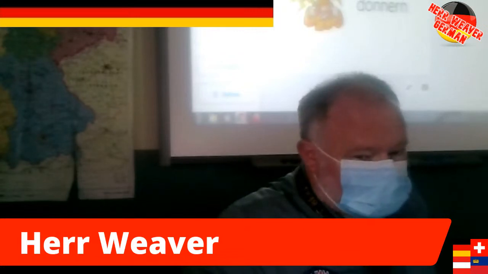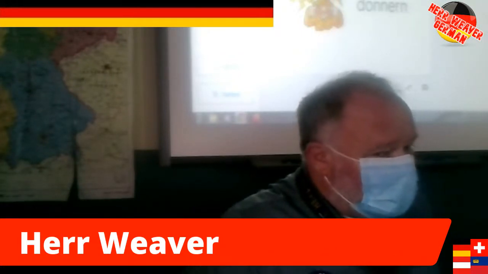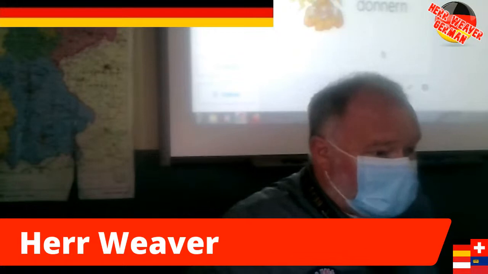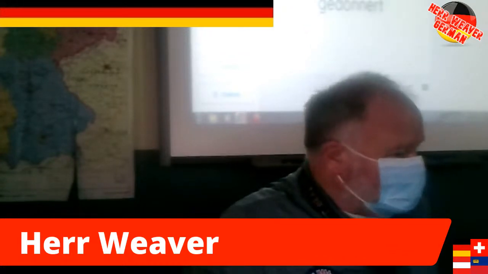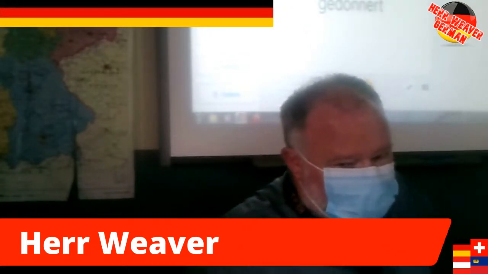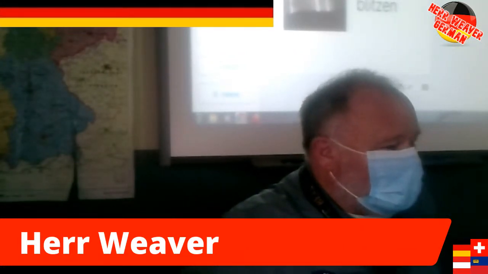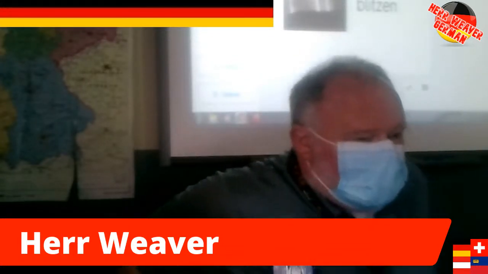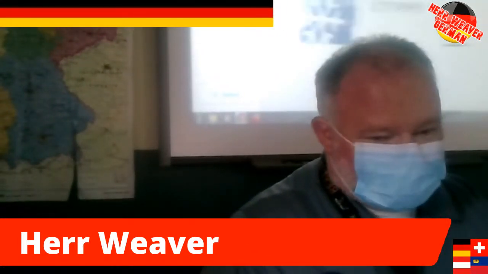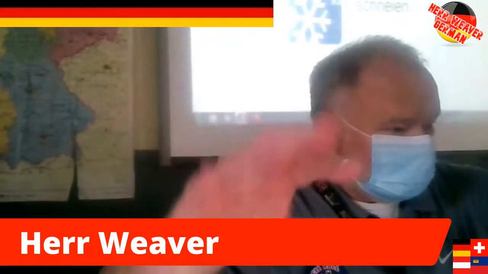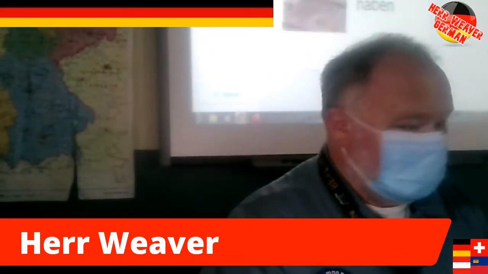Donnern, what's donnern? Donner and Blitzen. Thunder, right. So what's the verb in past participle? Gedonnert. Es hat gedonnert. It thundered. We don't have this verb in English, but this is the verb to lightning. What would be the past participle of blitzen? Geblitzt. Schneien. Geschneit. Haben. Gehabt.